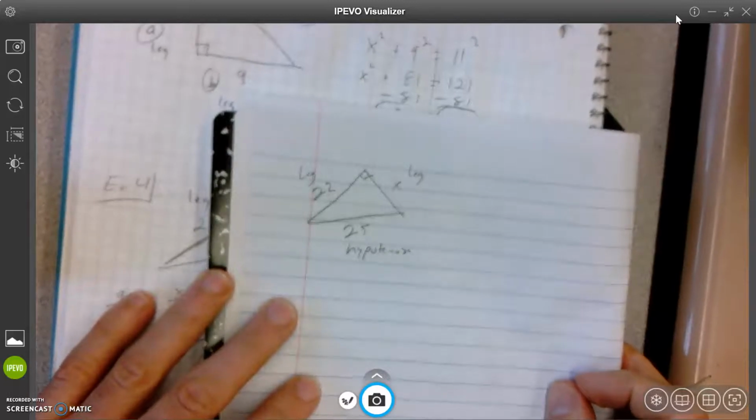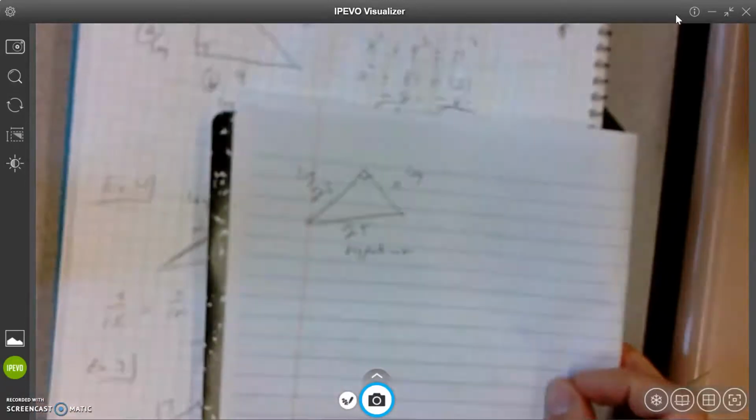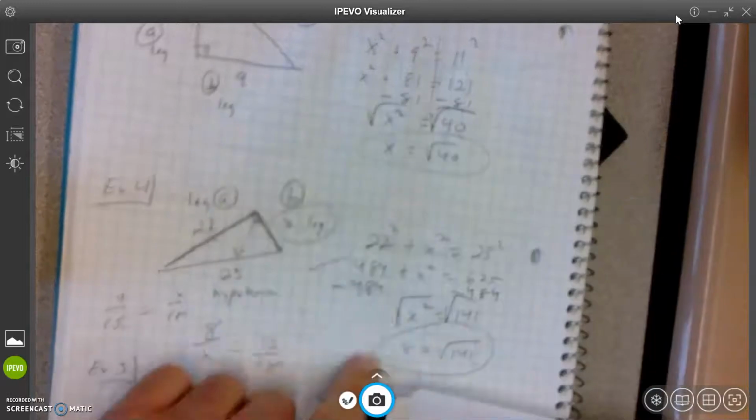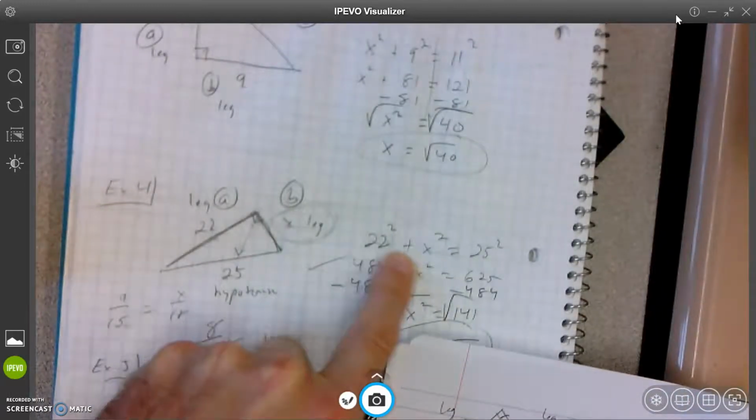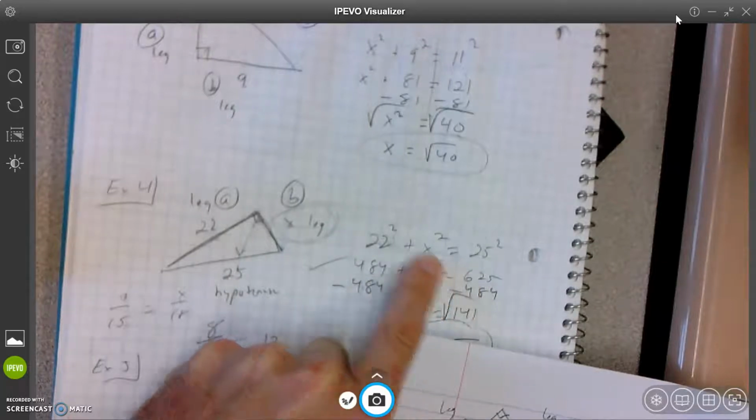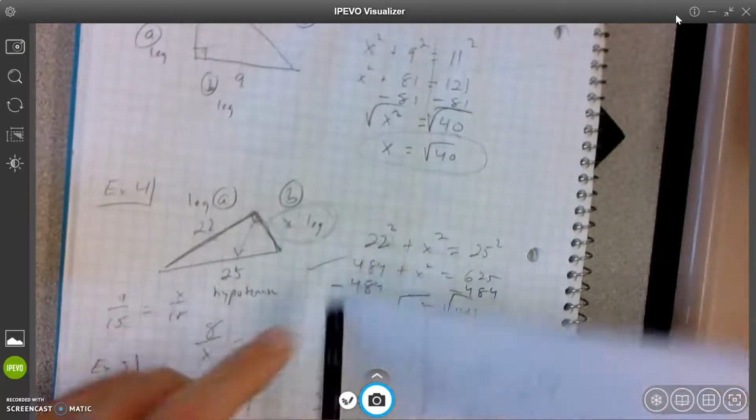How do you set this up? I'm stuck. Okay, I'm stuck. I forget how to do it. What am I going to do? Oh, I'm going to look at my notes. Okay, in my notes it said x squared and 22 squared. So x is a leg. Okay, looking at my notes.